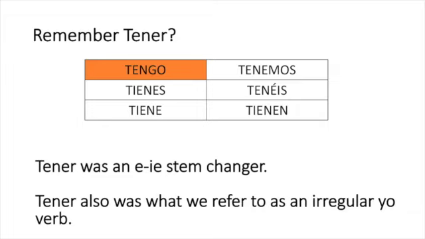Tener was a stem changer from E to IE. So we talked about stem changers earlier. So we got tienes, tiene, tienen. Those all stem change from an E to an IE. Tenemos and tenéis were not bothered because they're not inside the boot, right? So it was an E to IE stem changer. It is irregular because the yo form of tener is an irregular yo verb, what I like to call a yo-go verb. So tener became tengo instead of tieno or teno. It became tengo. So you sort of already knew some irregular yo verbs. You just were told to memorize these before.